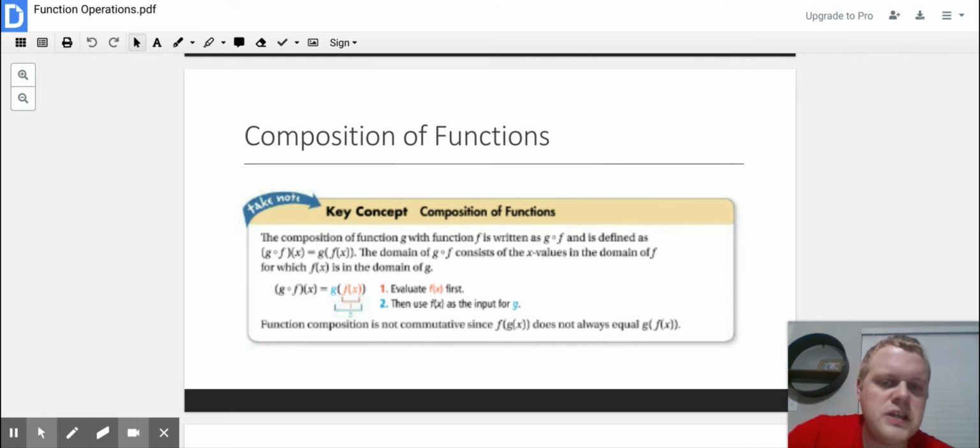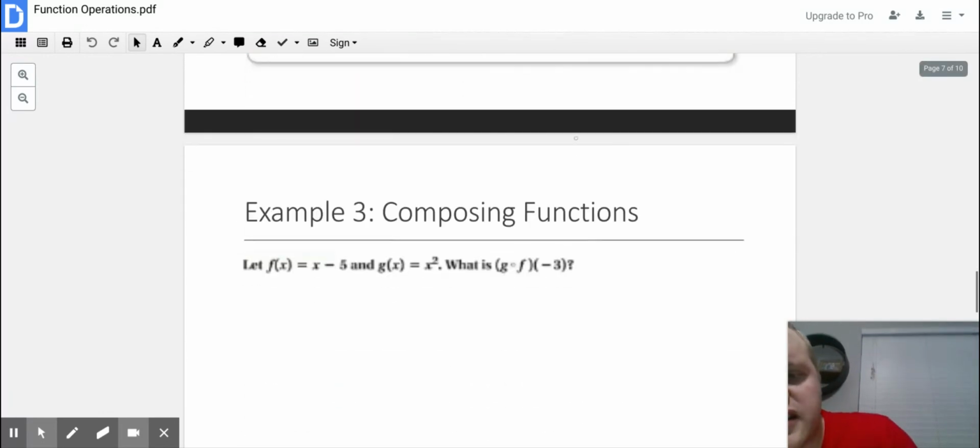So then your first step would be to evaluate f of x first, solve for that equation, get it down to that number, and then whatever that answer is, that's what you're going to plug in for that g equation. So it's going to be g of the new answer, which is whatever f of x came out to equal. Okay? And it'll make sense as we work on here. So let's take a look.